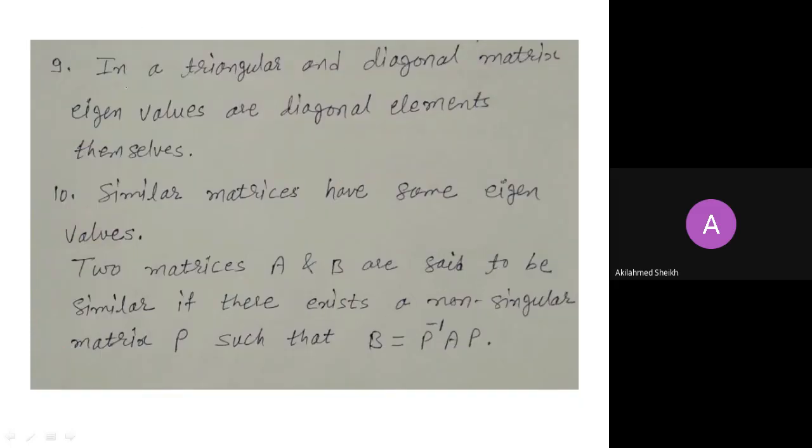Fine. Next property here, diagonal matrix. Eigenvalues are the diagonal elements themselves. This is also an important property. Here, suppose I have given the unit matrix 1, 0, 0, 1. This is the given matrix capital A. And here we have to find the eigenvalues of this matrix.